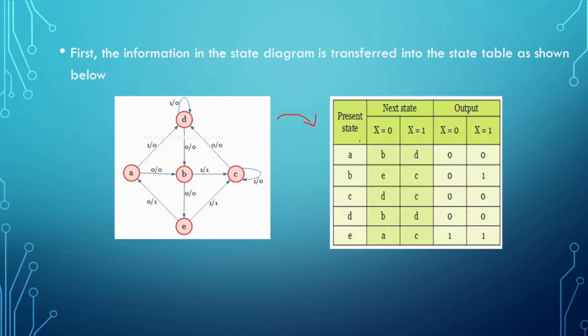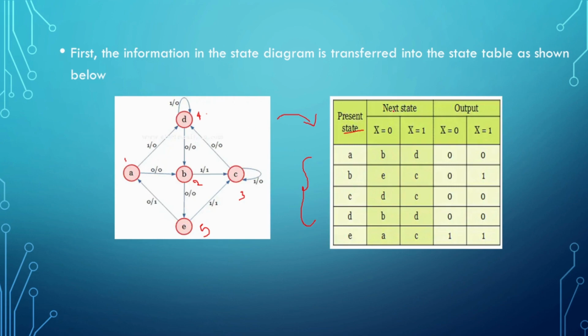See here how many states are available. A, next B, C, D and E. Here we will have a total of 5 states. Write them in the first column as present state. Afterwards, mention all the given states in the state diagram from A to E. These are all the given states in the state diagram.